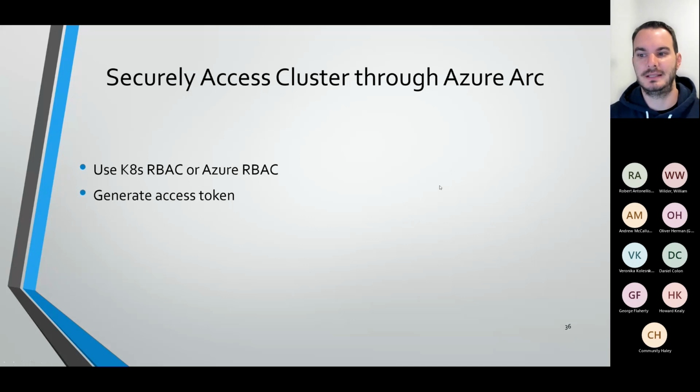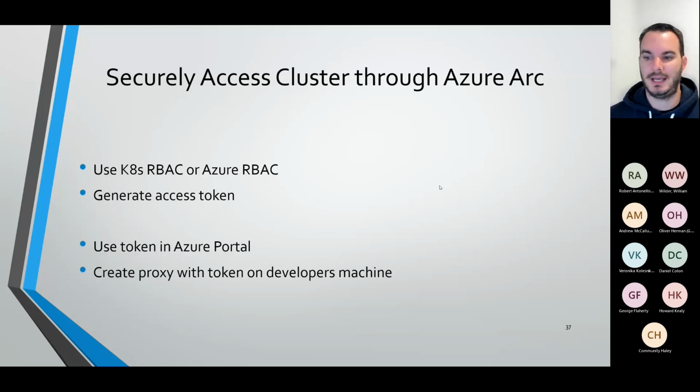Since we said we use the Kubernetes RBAC, we could create a user inside the Kubernetes cluster, give this user the permissions we needed, and then generate an access token with this user. And then we can use this access token to connect in the Azure portal to our Kubernetes cluster. But as a developer, I can also create a proxy connection. So I can use my Windows development machine, and I create this proxy connection through Azure Arc to the Kubernetes cluster. This downloads the Kubernetes configuration, and then I can access the cluster the same way as I would access a local cluster or an AKS cluster.